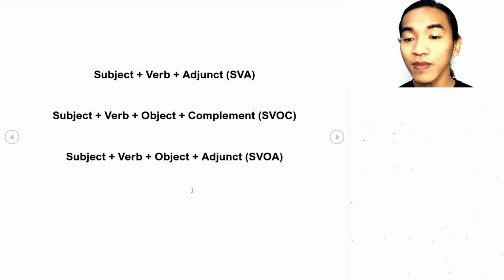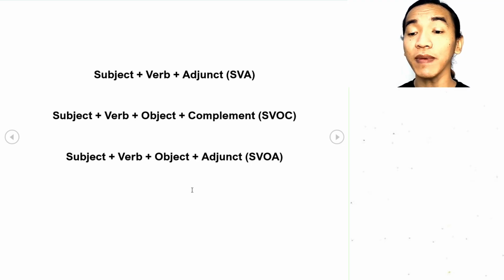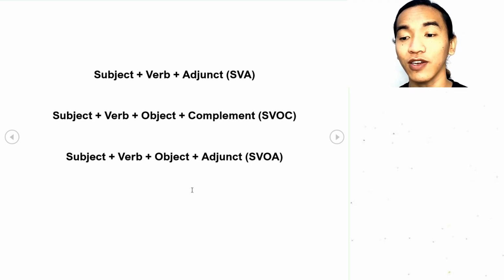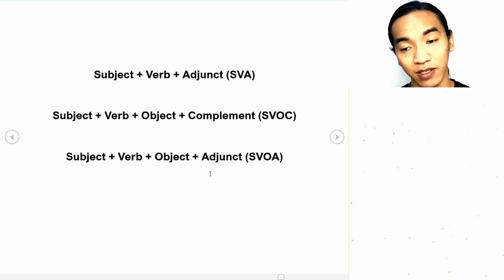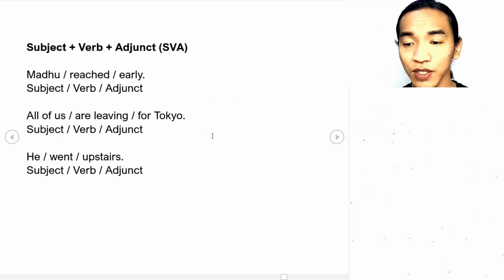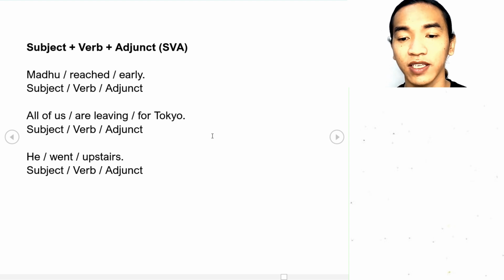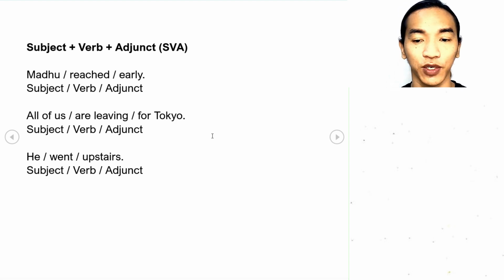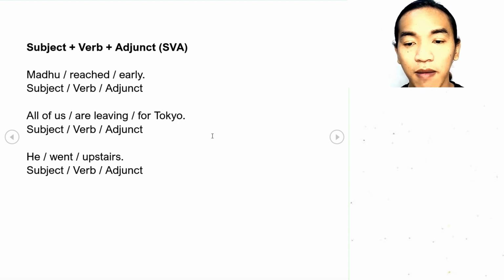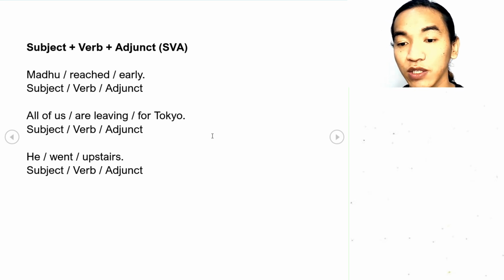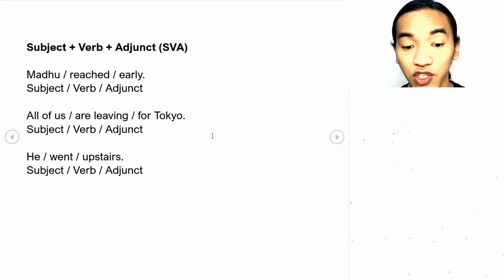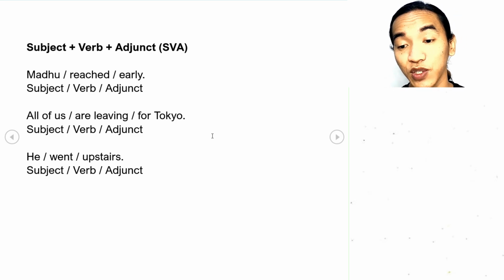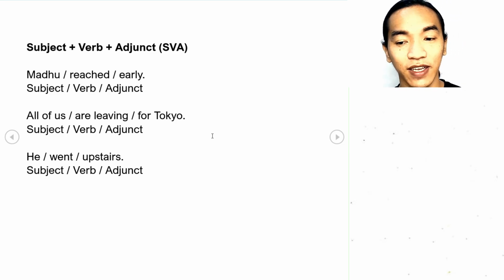So now, let's put into practice and see some examples so that we can fully understand each of these patterns. So the first one is your subject verb adjunct pattern. So we have the sentence: Madhu reached early. So your subject here is Madhu, your verb is reached, and then your adjunct, which is an adverb, is early. Okay? So as you can see there.